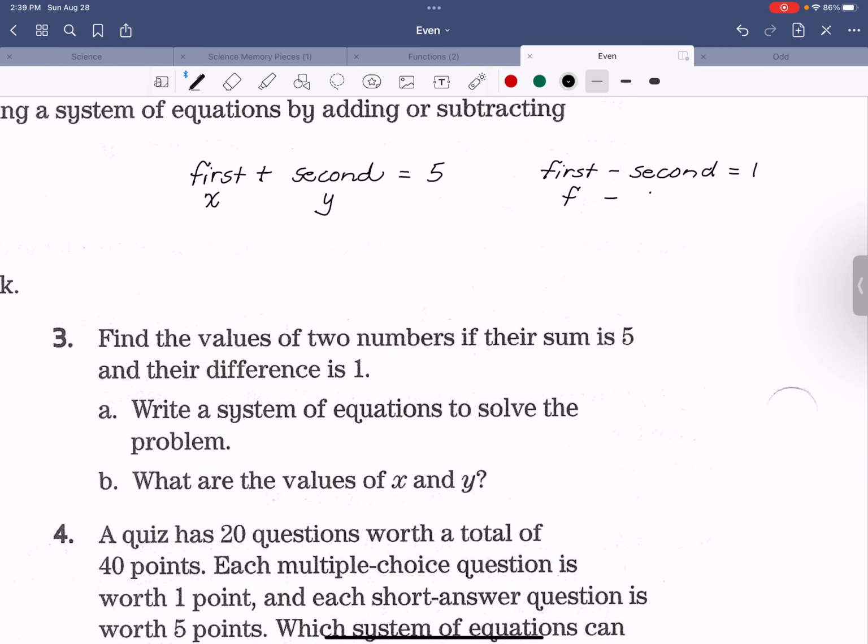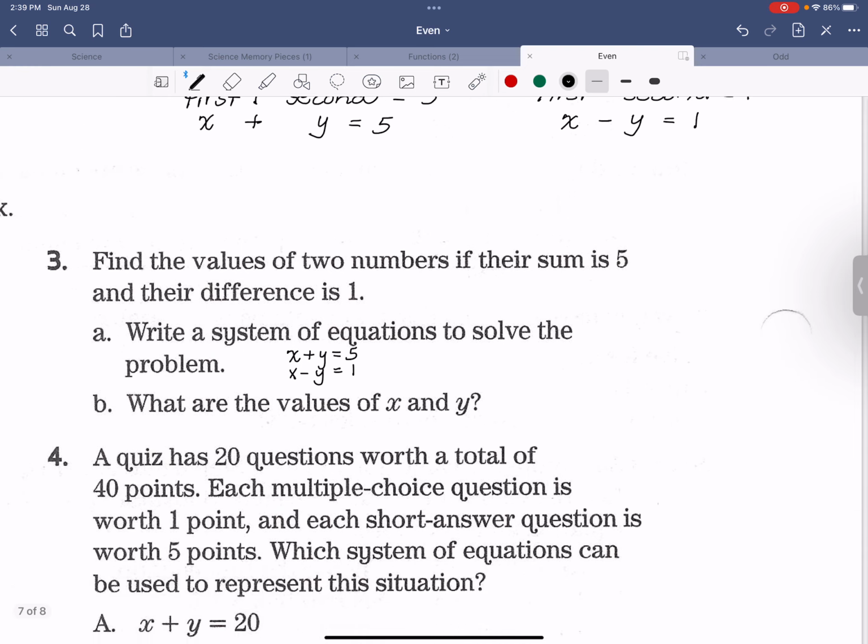So here is your system. You have x plus y is 5. F minus s, sorry, I'm doing first and second. You can tell where my brain is. X minus y is 1. That is the answer to the first question. You have x plus y is 5. X minus y is 1. They want to know the actual system. And then we need to solve it.